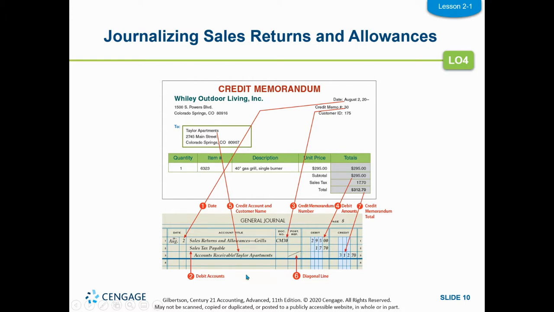So when we post this transaction, we're going to post to 4 accounts. One here for sales returns and allowances. One here for sales tax payable. One here for accounts receivable. And then one down here for Taylor Apartments. So there will be 4 postings for this one transaction.